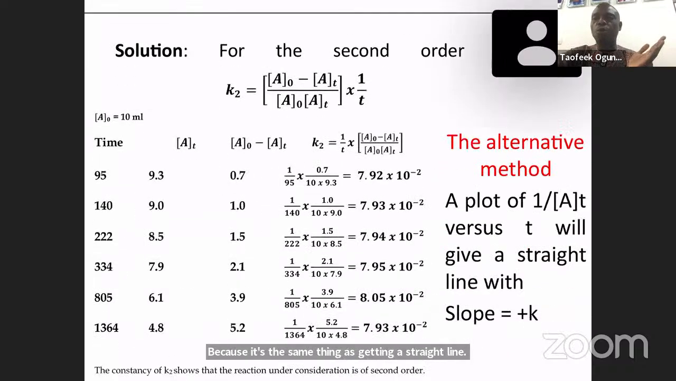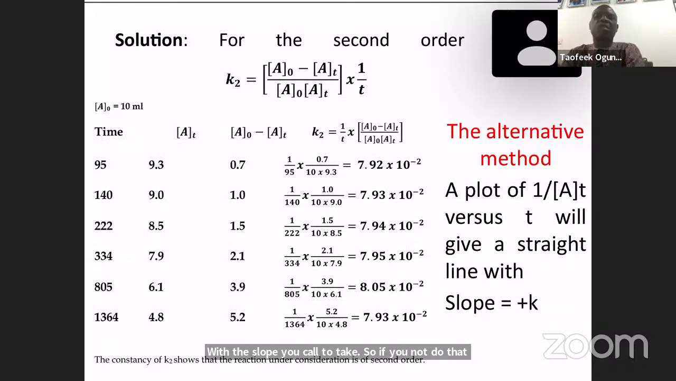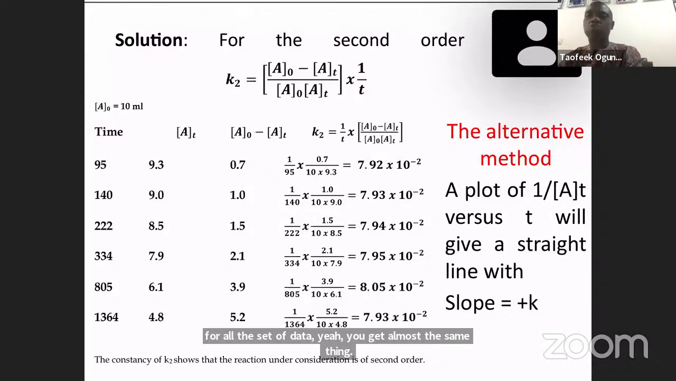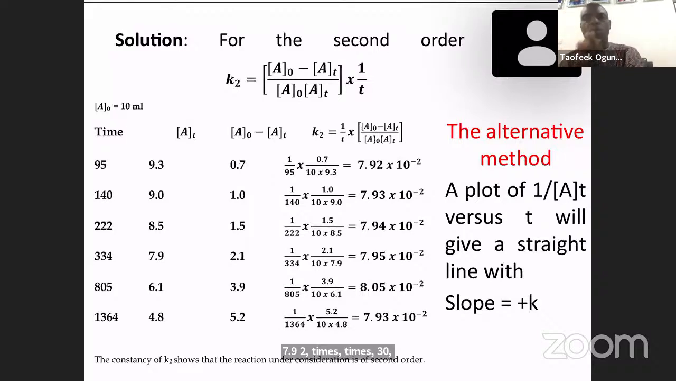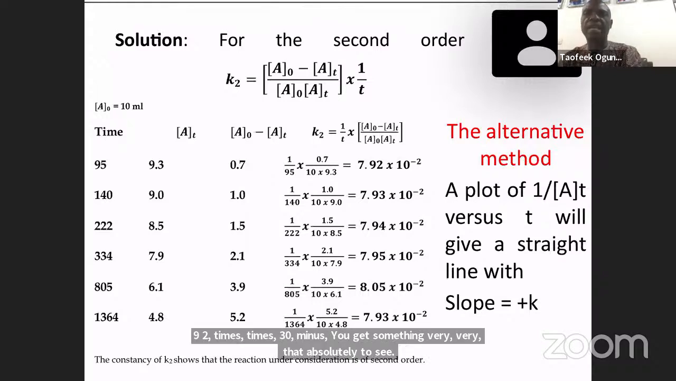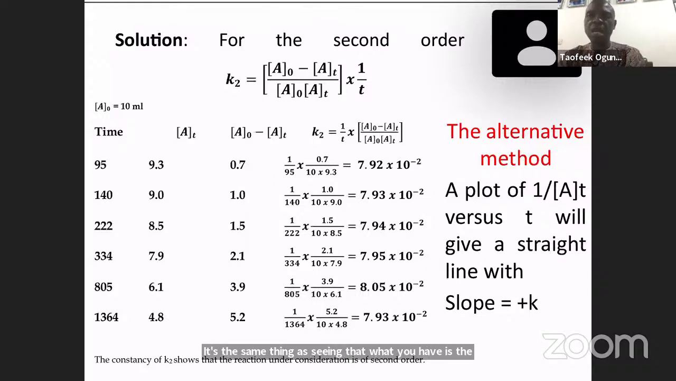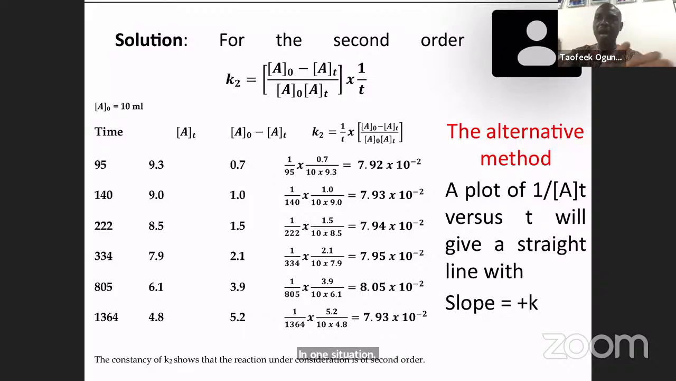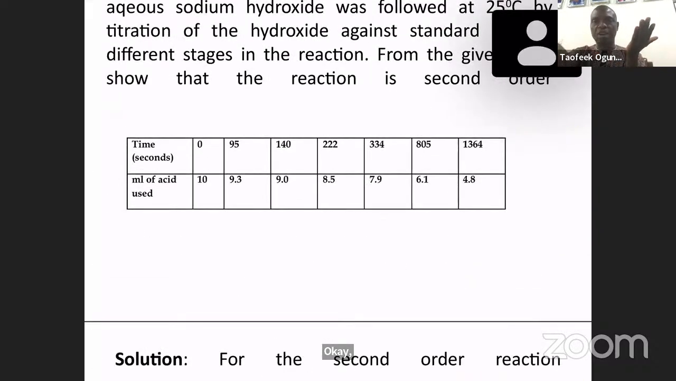So if you do that for all the sets of data here, you get almost the same thing: 7.92 times 10 to the power minus 2, 7.93 times 10 to the power minus 2, and so on. You get values that are approximately the same. It's the same thing as saying that what you have is a straight line. And you can see that you have 0.7 as your AT in one situation, and 1.5, where they're subtracting 10 minus 9.3, 10 minus 9, 10 minus 8.5.